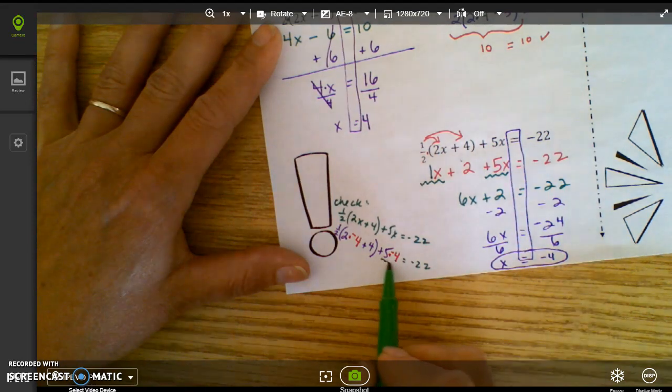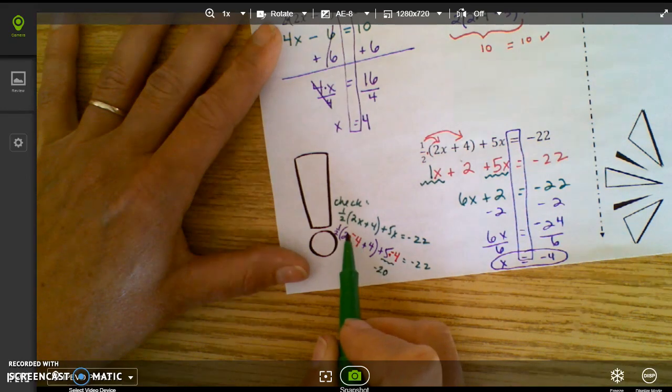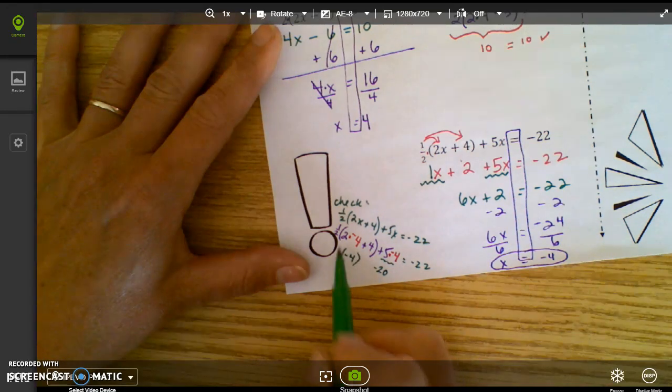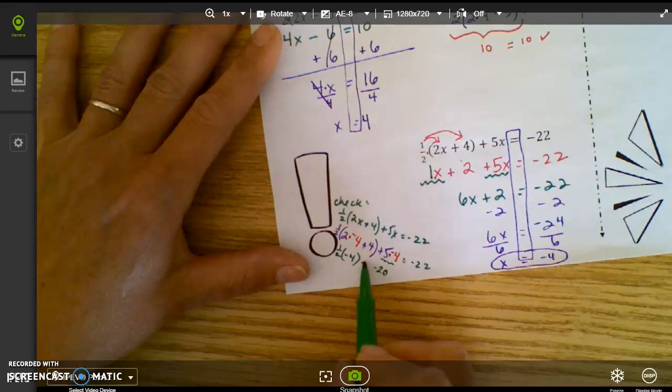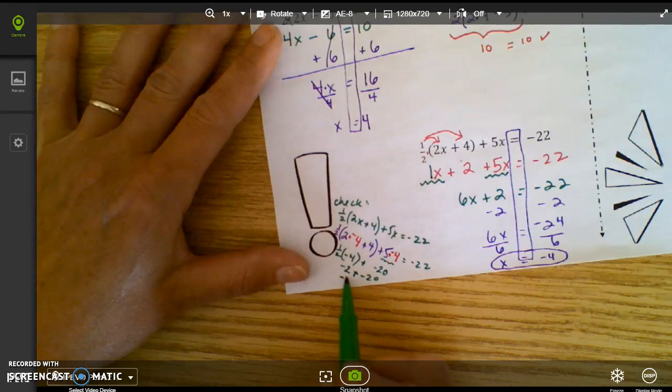So if we do this by hand, this is going to make -20. This is going to make -8. -8 plus 4 is -4. And then we still have the 1/2 out front that we need to deal with. Half of -4 is -2. -2 plus -20 is -22. So it does balance out.